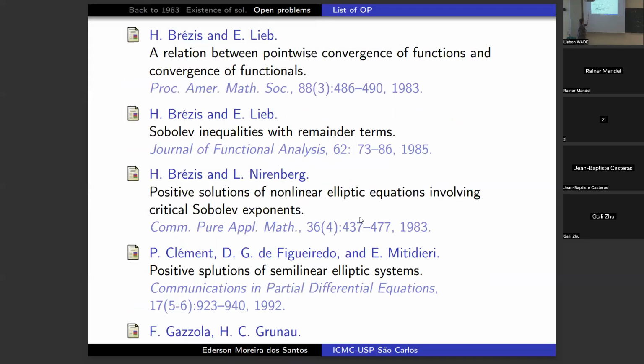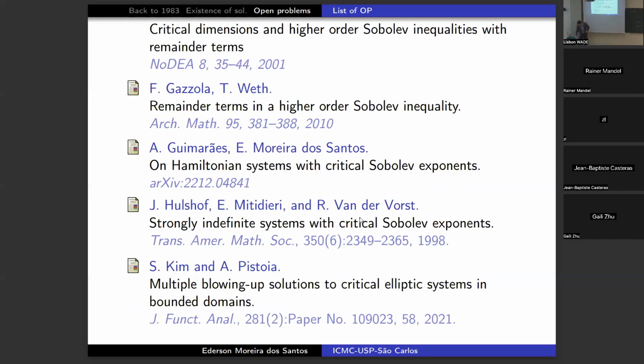Okay, so these are the papers. Let me name correctly the authors of the main paper. I'm sorry, I know this is the paper, so I was correct: Hulshof, Mitidieri, and Van der Vorst. This is the main reference linked to this work, where they consider the Hamiltonian system, but with linear perturbation in both equations.